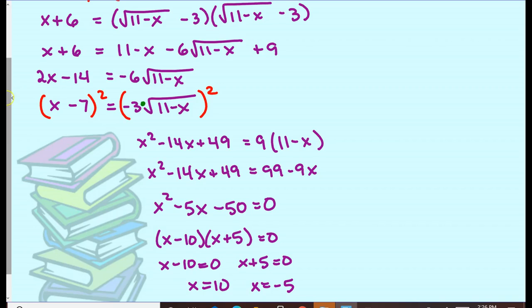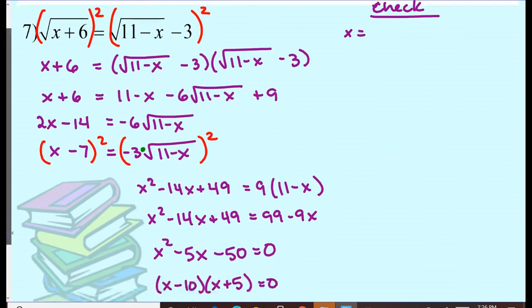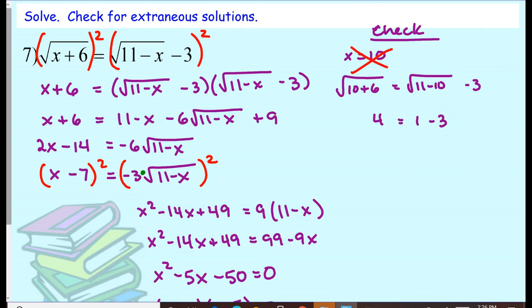So let's go way back to the beginning, and let's check for extraneous solutions. So let's check x equals 10. Was it 10 or negative 10? It was 10. Okay. So we have the square root of 10 plus 6 equals the square root of 11 minus 10, minus 3. So square root of 16 is 4. Square root of 1 is 1. 1 minus 3 is not 4. Nope.